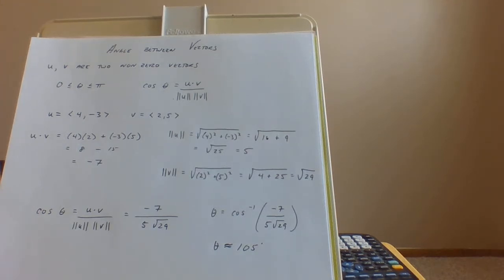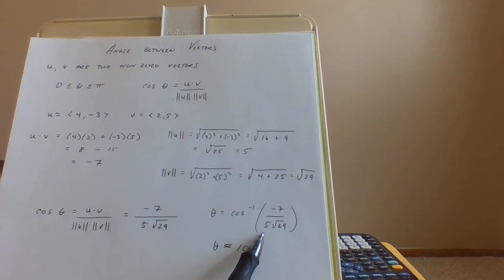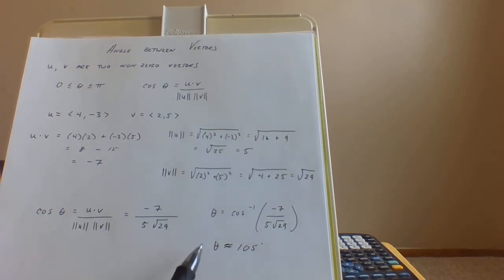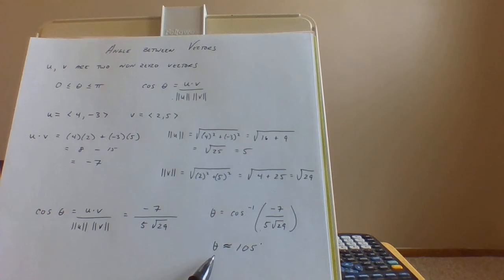Now when you do this on your calculator, keep in mind that 5 radical 29 is in your denominator. You might want to calculate that out, or make sure when you're typing this in, you put that denominator inside a set of parentheses so that your calculator knows both of those items should be in your denominator. When you do inverse cosine of both sides, we should end up with an angle measure of about 105 degrees.